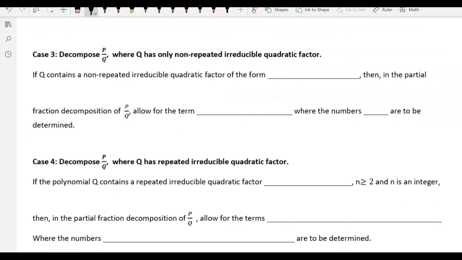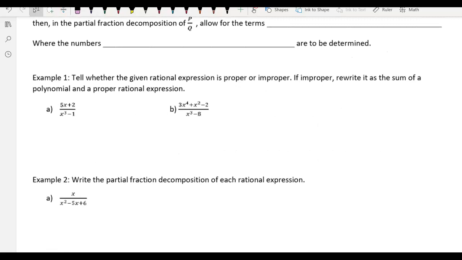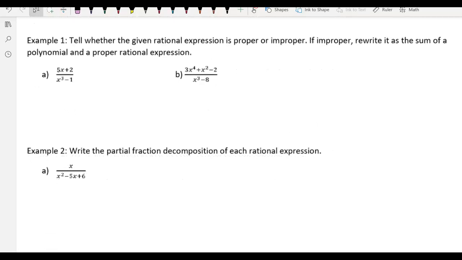Okay, example 1. Miss Lou, can you help us read the instruction for example 1, please?